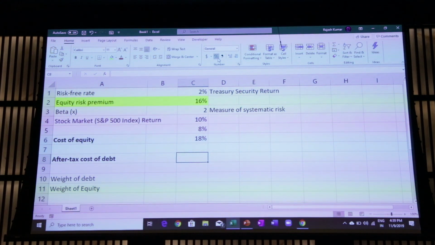Also, let's say the after tax cost of debt is 8%. I just made up a number, but it's the after tax cost of debt. So one is cost of debt, one is after tax cost of debt. And how do you estimate the cost of debt? Any ideas? Okay, very good point. Interest on the loan, right?